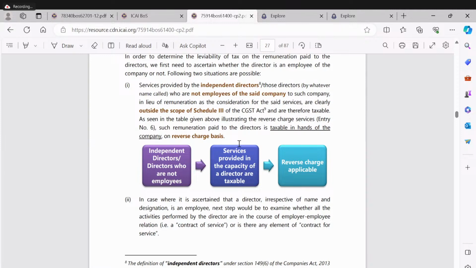Now that is very important. One thing which is very important is that the services must be provided by the director in the capacity of the director or in the professional capacity. He should not be an employee of the company.